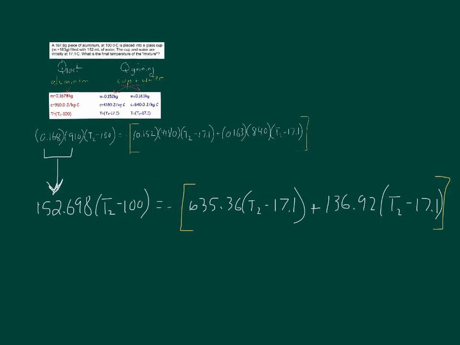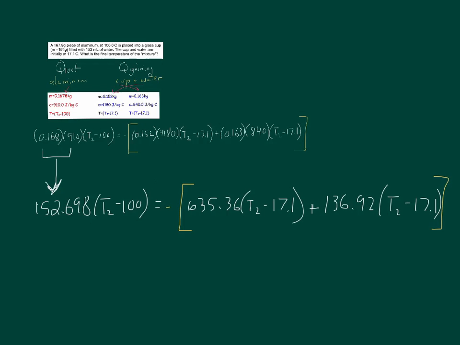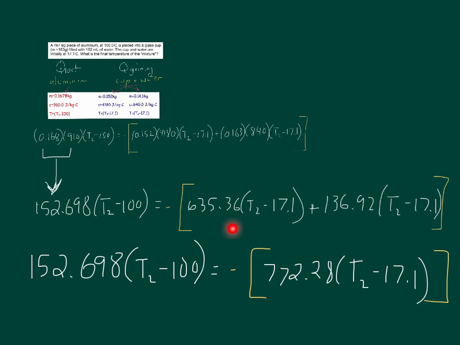Now what we want to do is collect some like terms. And what we'll notice is that there is a T2 minus 17.1 right here, and there's a T2 minus 17.1 right here, which means these are similar terms, and we can just simply add the 635.36 and the 136.92. So if we add our 635.36 T2 minus 17.1s, that's our term, plus 136 T2 minus 17.1s, I've got 772.28 of these terms, T2 minus 17.1. So we've taken this term, added with that term to get that number right there.